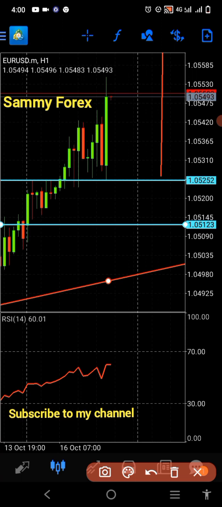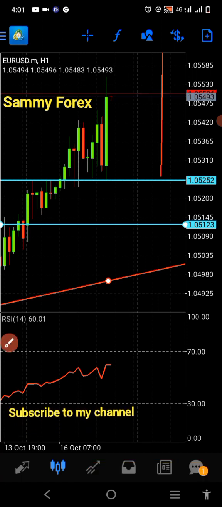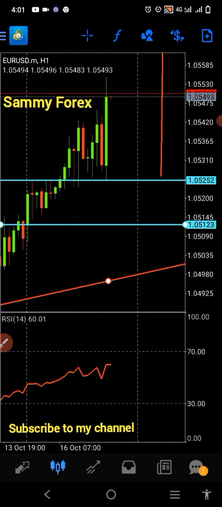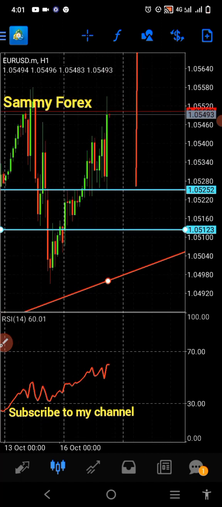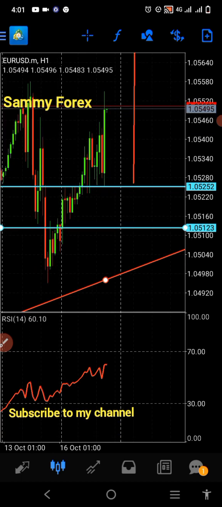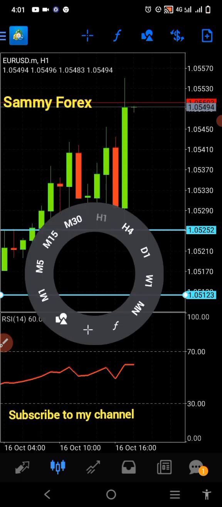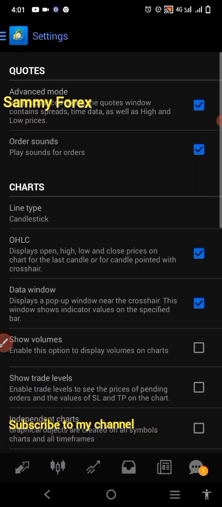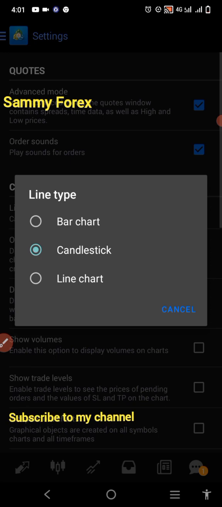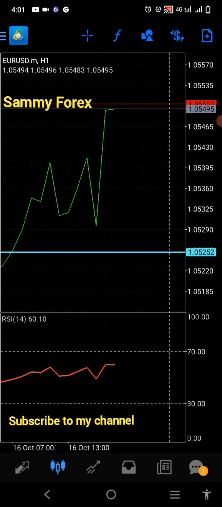Before every major move, there's always an M or W pattern for every reversal to the up or downside. In this case, to the upside, there's always a W pattern. Now let me zoom in, because you won't see this very well otherwise. Let me turn it to a line chart. Have you seen the W pattern I'm talking about?